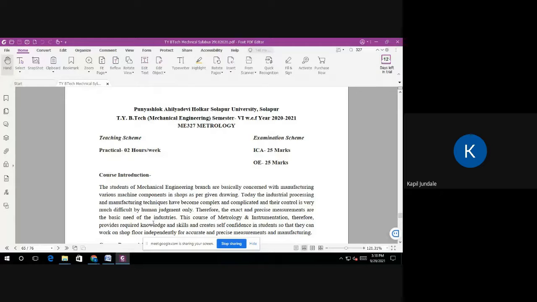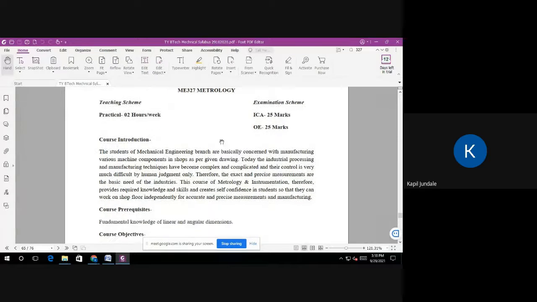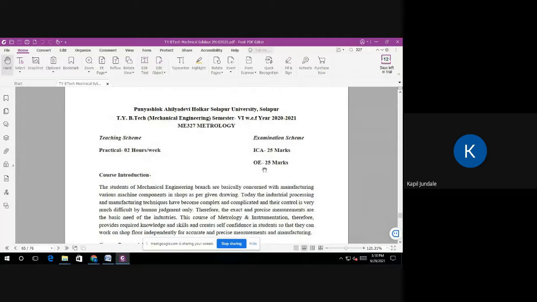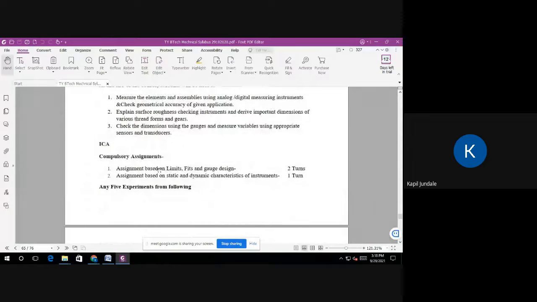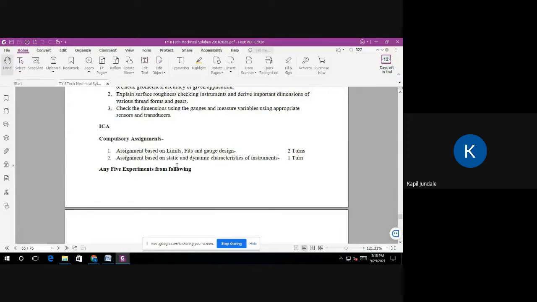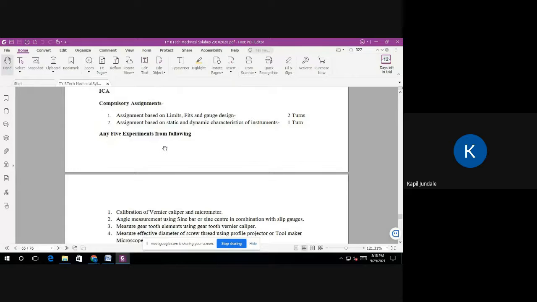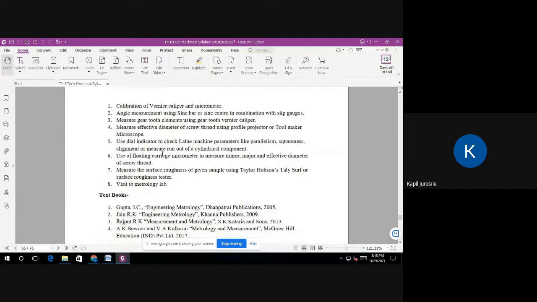Okay, in the last semester we have studied metrology. For this subject, ICA is 25 marks and OE is 25 marks. Again here, two compulsory assignments we have already covered, and experiments, these are the 8 experiments.